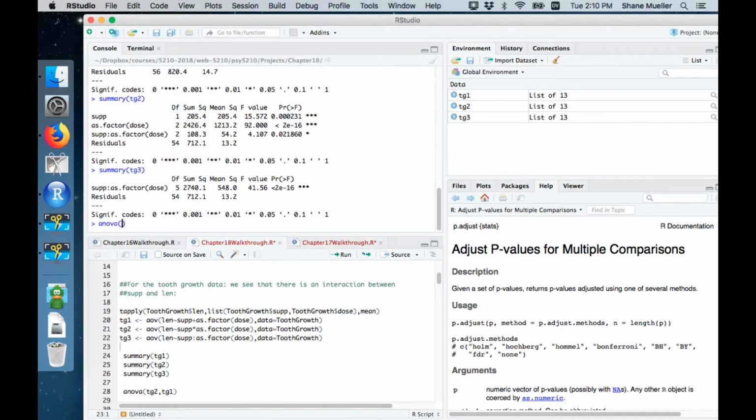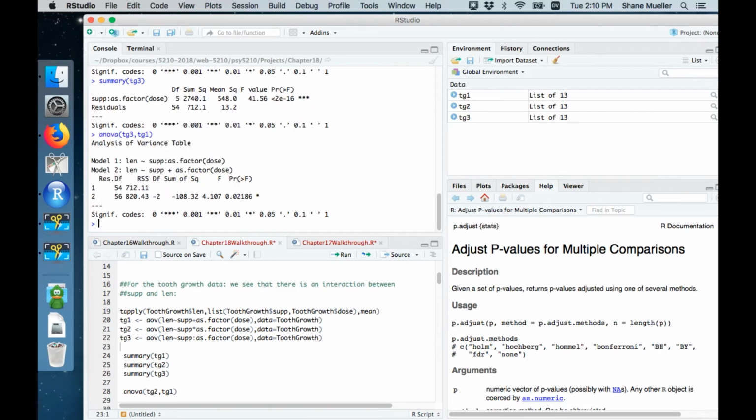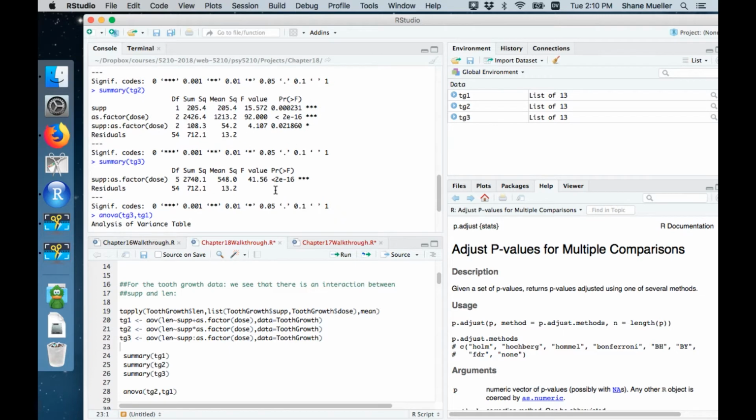So I could do TG3 and TG1, and you can see that I get an F-score of 4.1, a p-value of 0.02, and that's going to be exactly the same number that's coming up here. So that you can verify that what that's doing is that particular test.